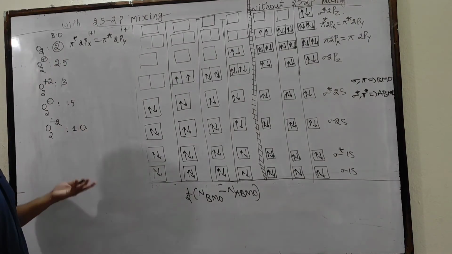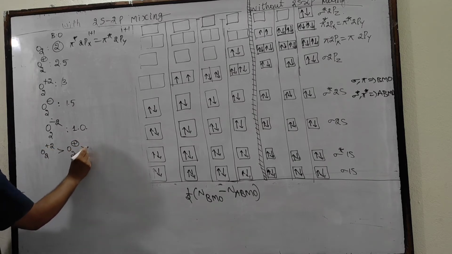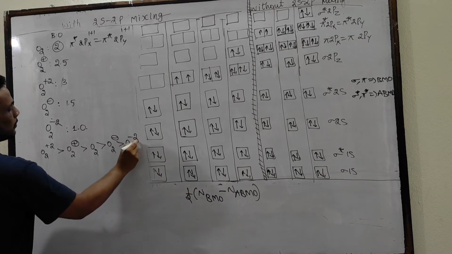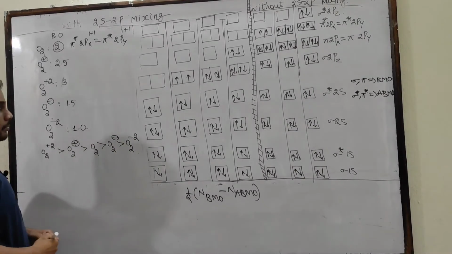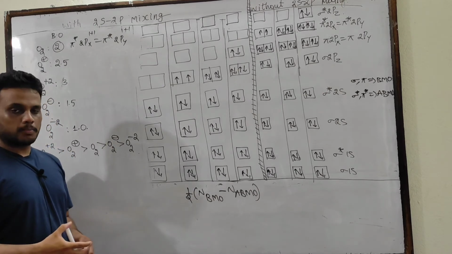So you can easily understand that O2 plus 2 has the highest bond order, so that must have highest stability, and O2 minus 2 must have least stability, because stability is always directly proportional to bond order.